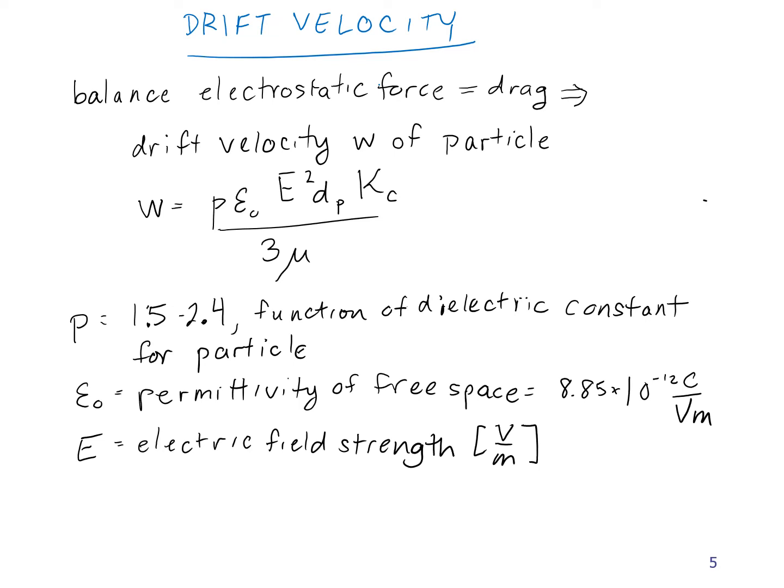If you are asked to solve for the drift velocity, it depends on particle size. That's the d sub p, and if it's small enough, you'd need to consider the Cunningham slip correction coefficient k sub c. The other values, you would have to know or look up for p, epsilon naught as a constant. You would have to know capital E, the electric field strength in this particular ESP, and then mu is the viscosity.